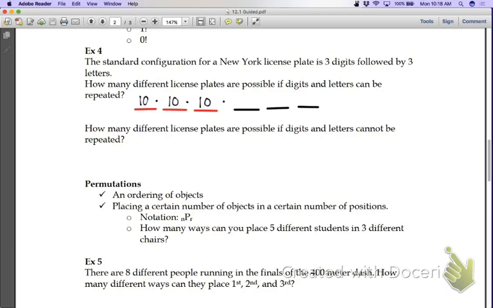What about for the back 3 spots? How many letters are there in the alphabet? 26. Very good.